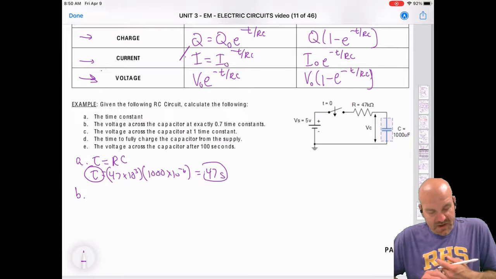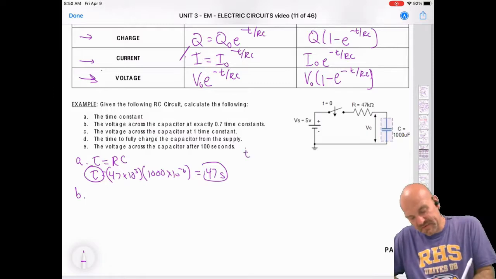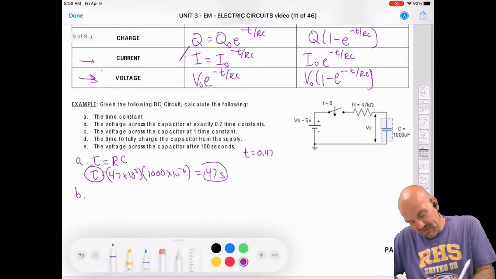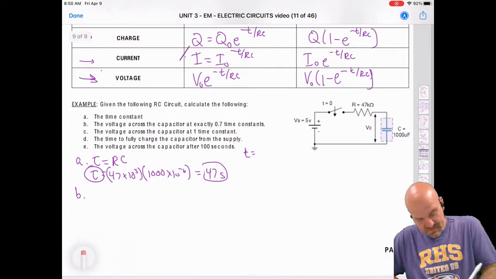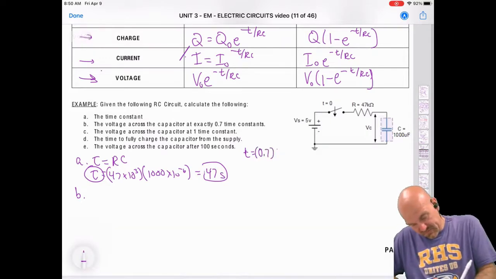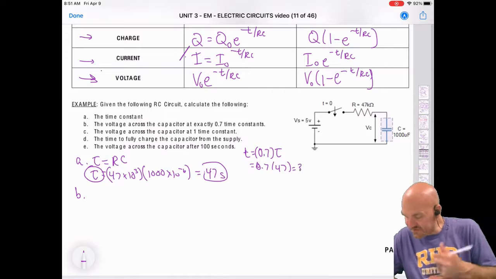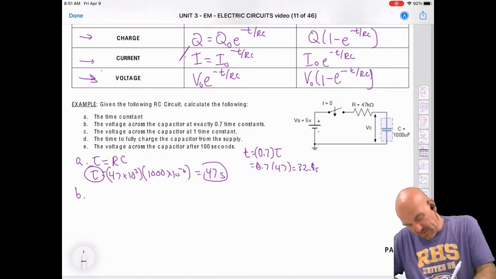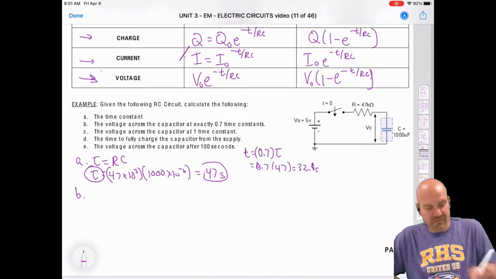All right. B, right? The voltage across the capacitor at exactly 0.7 time constants. So our t is going to be 0.7 times tau. So it's going to be 0.7 times 47. And so they're talking about after how many seconds? 32.9 seconds is what we're looking for in part B.